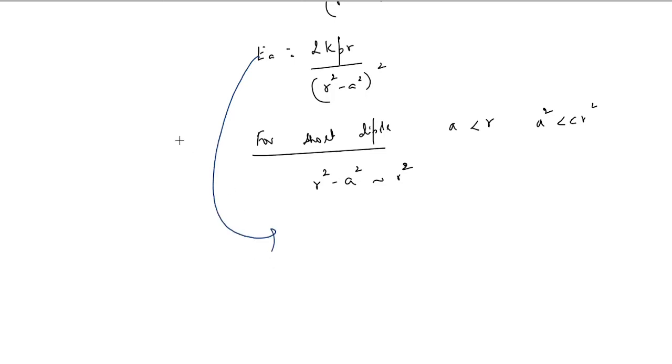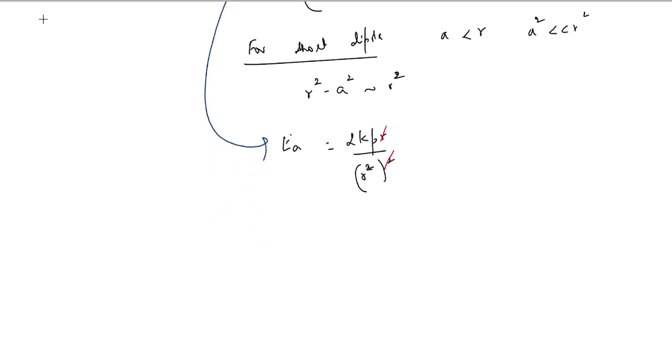If you write it back here, then what we get would be E_A, which means the electric field at the axial point, is equal to 2kpR by this term here, which would be R square, because R square minus a square is the same as R square, the whole square. That becomes R power 4. So from this, one R gets cancelled here. Finally, what we get is the electric field. Therefore, for a short dipole, the electric field along the axial point is equal to 2kp by R cube. This is the required expression.